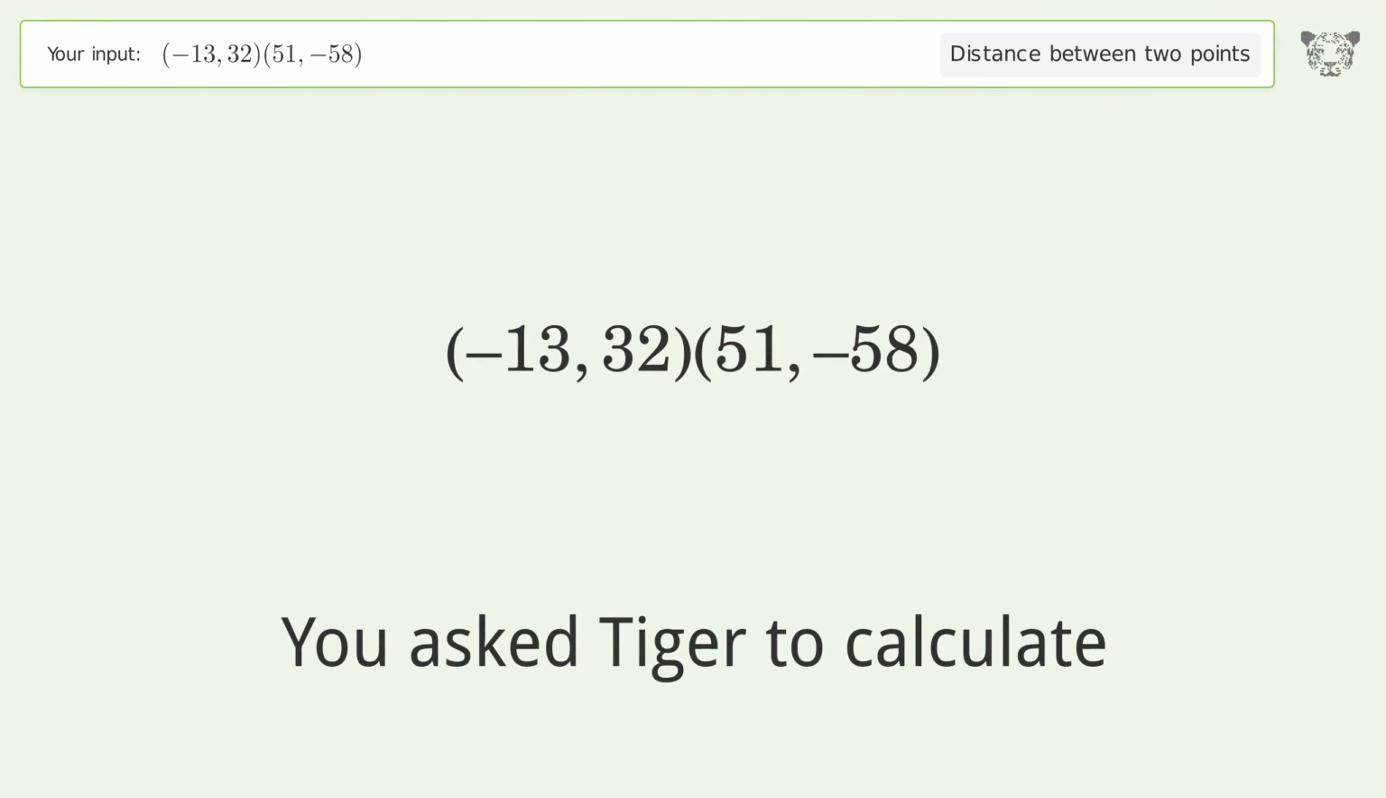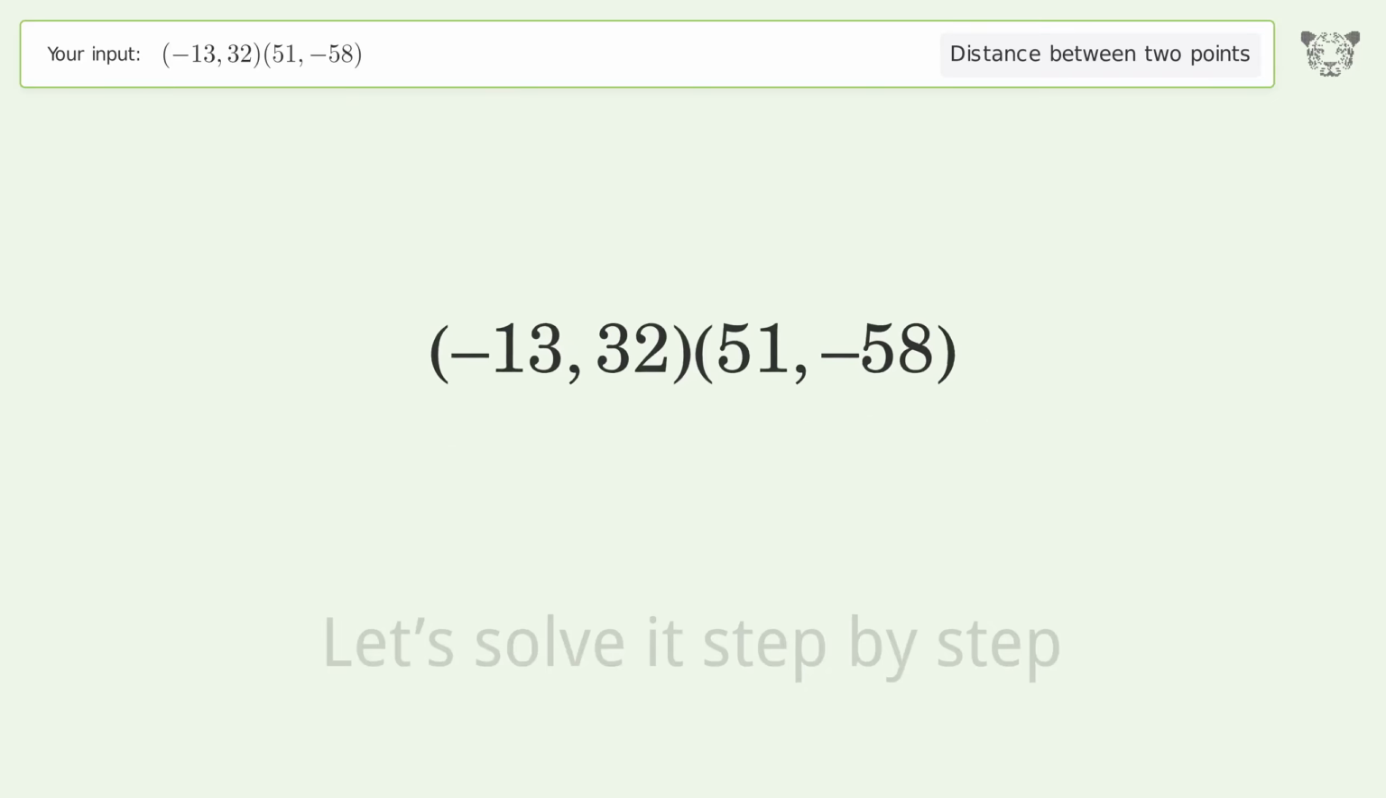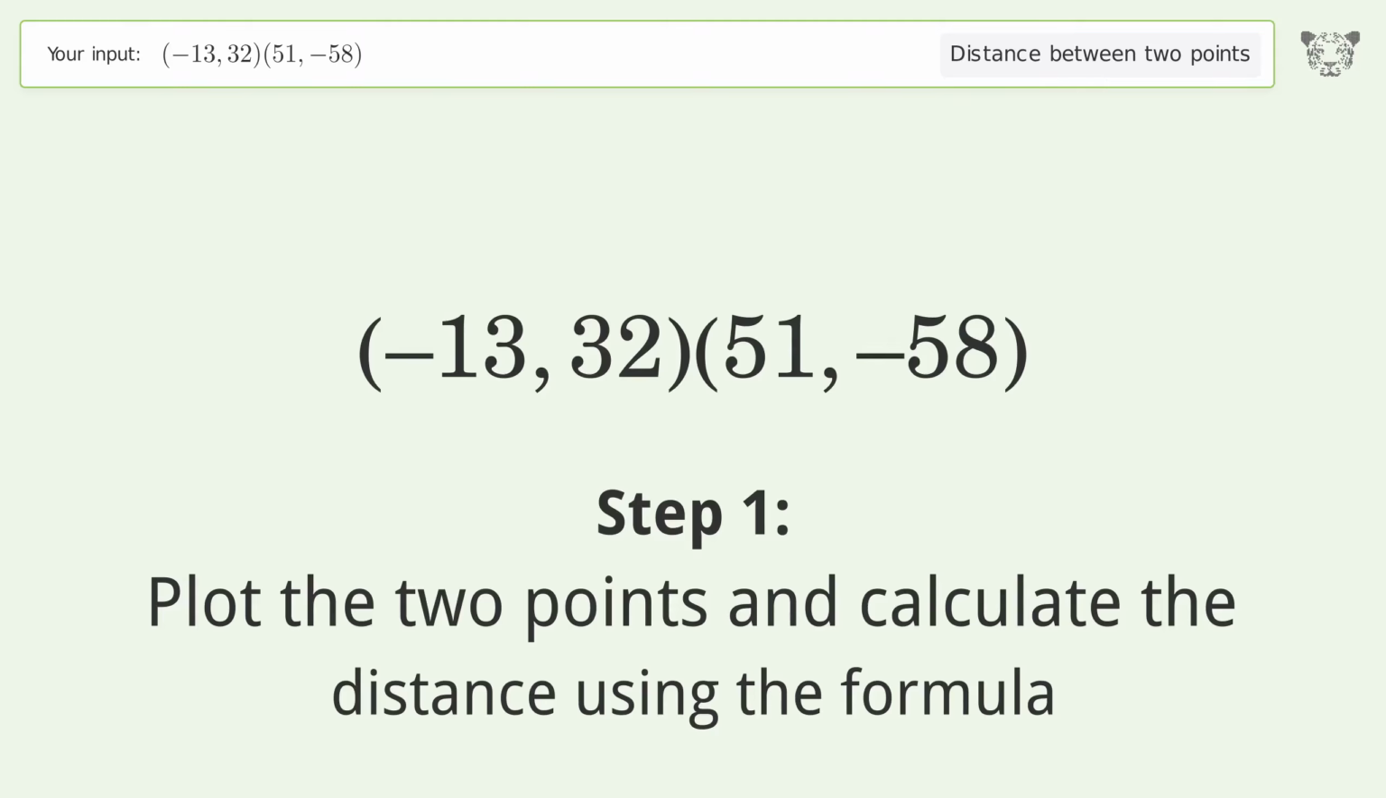You ask Tiger to calculate. This deals with the distance between 2 points. The distance between the 2 points is the square root of 12,196, or 110.436. Let's solve it step by step. Plot the 2 points and calculate the distance using the formula.